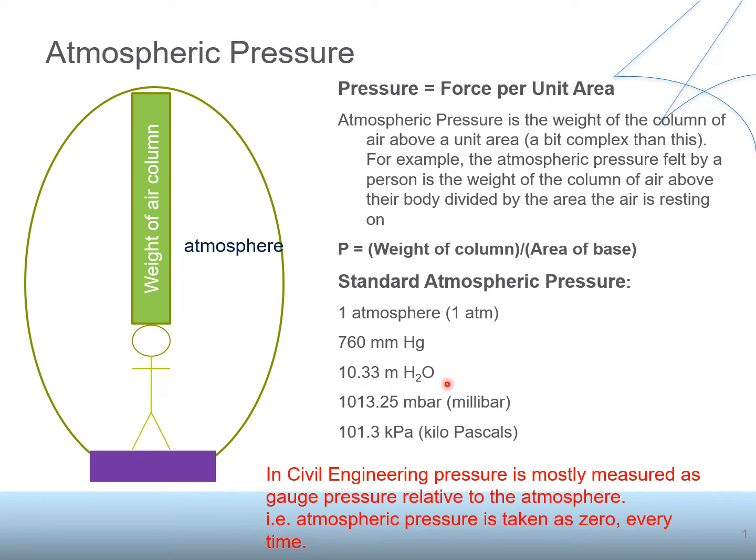The pressure can also be expressed in terms of millibar and kilopascals, and 1 atmospheric pressure is 1013 millibar or 101.3 kilopascal. But in civil engineering, pressure is mostly measured as gauge pressure, that is relative to atmosphere. That means we assume the atmospheric pressure is 0, and then everything we measure from there on.